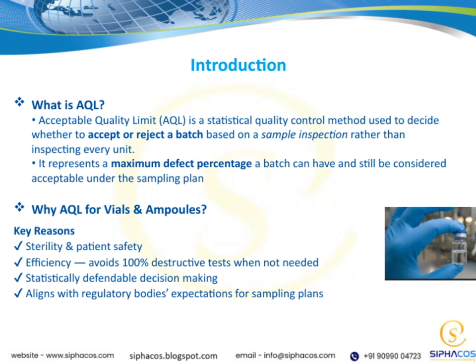Third, using AQL allows us to make decisions that are statistically defendable. This means our choices are backed by solid data and probability, reducing uncertainty. Finally, regulatory bodies expect and often require sampling plans that follow these statistical principles. Aligning with their expectations helps us stay compliant and ensures consistent quality management. So overall, AQL is a powerful tool that balances quality assurance, safety, efficiency, and regulatory compliance in our processes.